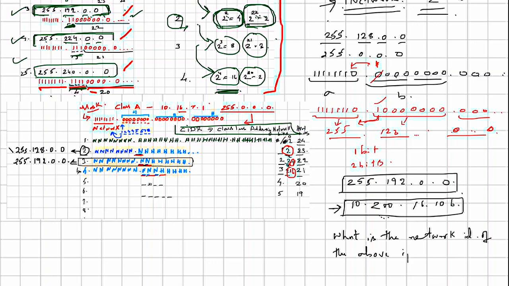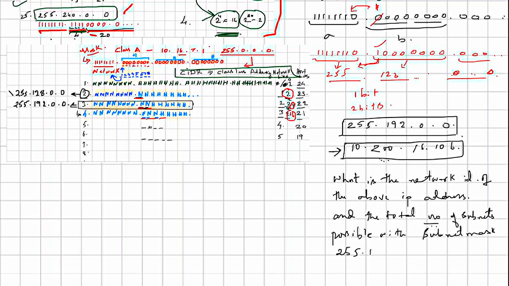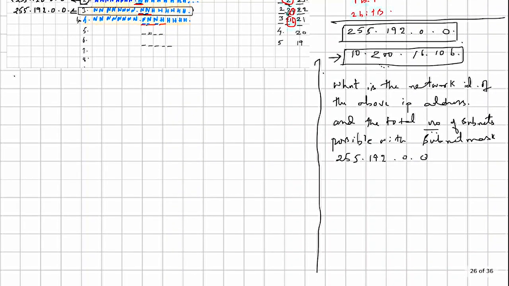The above IP address. Total number of subnets possible with subnet mask 255.192.0.0. So let us see here. I'll apply this here. So it is 255.192.0.0. This is the subnet mask.